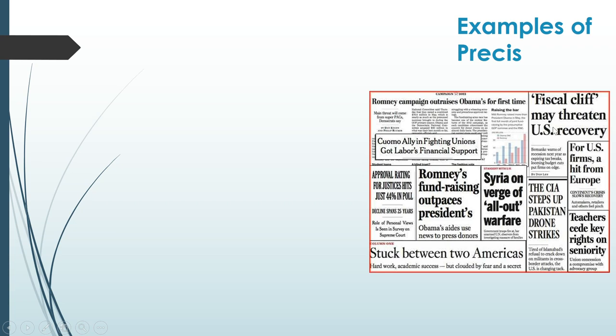And you see the people in daily life, whenever they have a newspaper in front of them, they don't have time, so they quickly glance at the headlines, and then they get the idea of whatever is happening today in the world. So that's one of the examples of précis, the headlines.